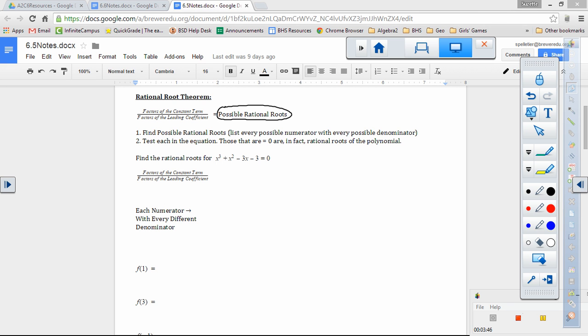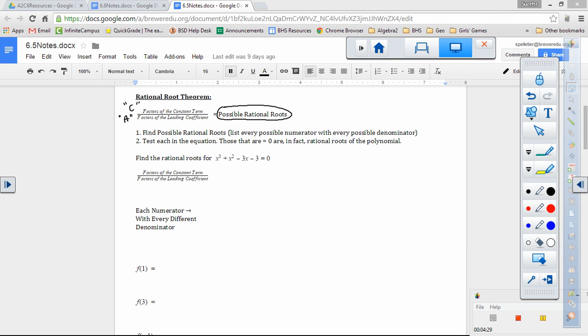So what we do is we take the factors of the constant term. So remember, your constant term is C in your equation. You're going to find that letter, that number C in your equation, and you are going to list all of its factors, and that will be the numerator. And then you're going to list all of the factors of the lead coefficient. Remember, that's your A in your standard form quadratic or polynomial. This isn't a quadratic, this is a polynomial. So you're going to do that first, and you're going to find all the possible rational roots. And you'll notice it says list every possible numerator with every possible denominator. And then number 2 is test each in the equation. Those that are equal to 0 are in fact rational roots of the polynomial. Okay?